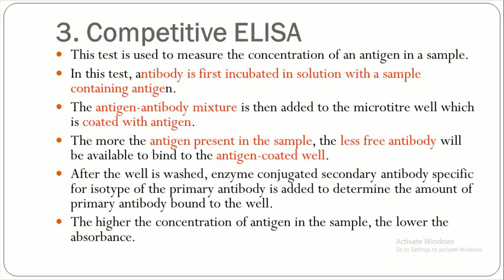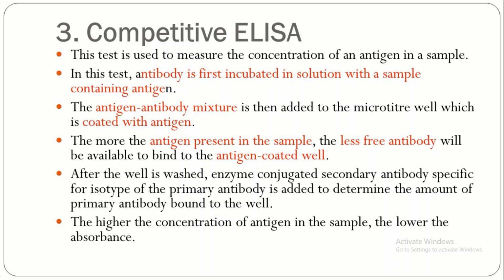The third type of ELISA is competitive ELISA. In competitive ELISA, this test is generally used to measure the concentration of antigen. All three methods are used to measure the antigen concentration. In this test, the antibody is first incubated in a solution with a sample containing antigen. The antigen-antibody mixture is then added to the microtiter well, which is already coated with antigen. The more antigen present in the sample, the less free antibody will be available to bind to the antigen-coated well.